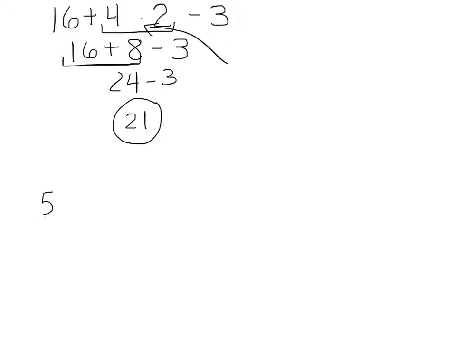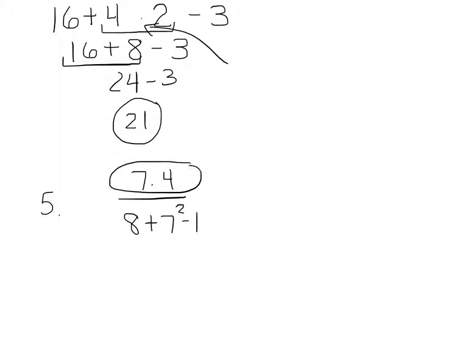Let's jump down to number 5, a little farther down the page. Let's look at an example that has a fraction bar in it. Keep in mind that a fraction bar is basically nothing more than a division. In this particular case, this fraction bar does indicate grouping. What you want to do is you want to simplify the top first, simplify the bottom, and then worry about putting them together. So I see 7 times 4 on top, I get 28.